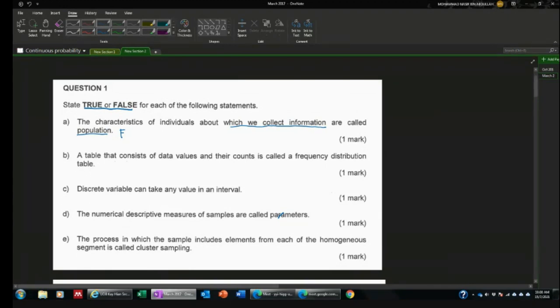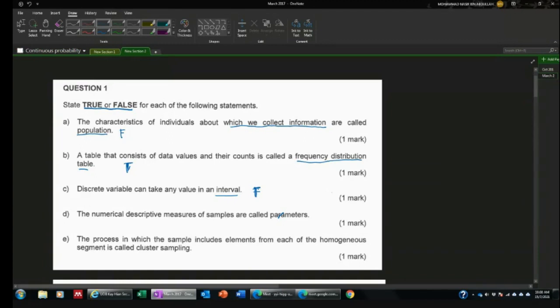A table that consists of data values and their count is called a frequency distribution table. Yes, this is true. A table that has data values and their count is called a frequency distribution. Discrete variable can take any value in an interval, so this is false. Basically, continuous variable can take any value in an interval.